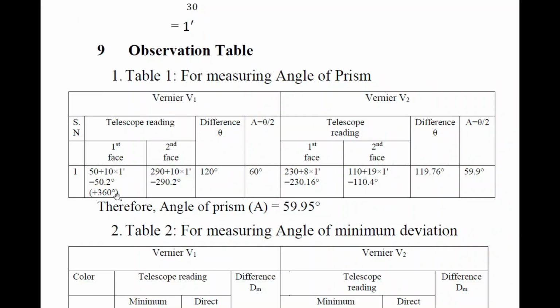By subtracting those two, we can find out the difference, and dividing it by 2 we get the angle of the prism. Similarly we can find it here also. So the angle of the prism was found to be 59.95 degrees.